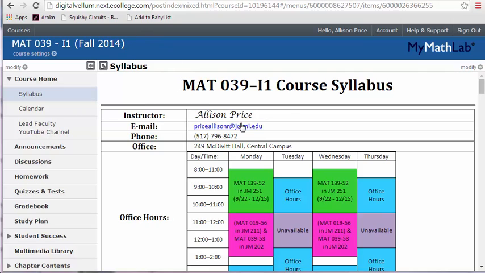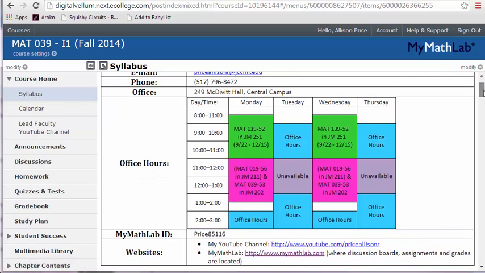A couple of important things on the syllabus: contact information for the instructor, such as email, phone number, and office location, as well as office hours. Office hours may be given in a list or in a table such as this one.